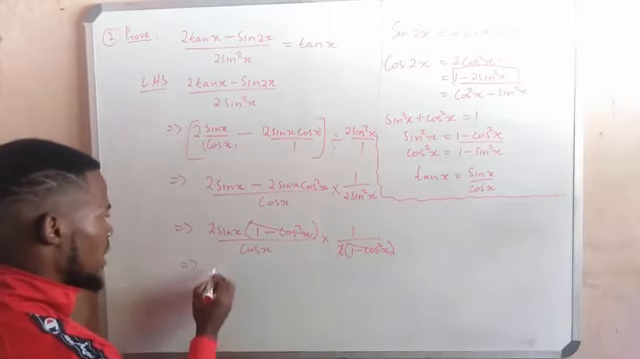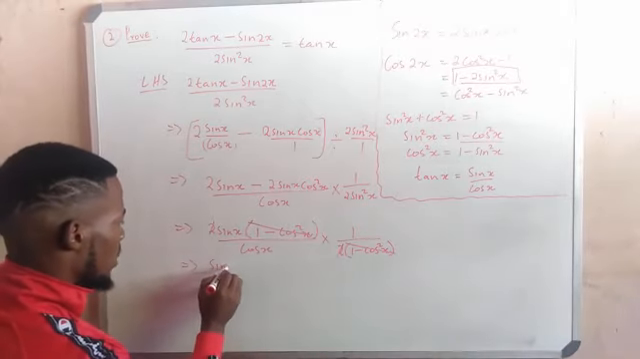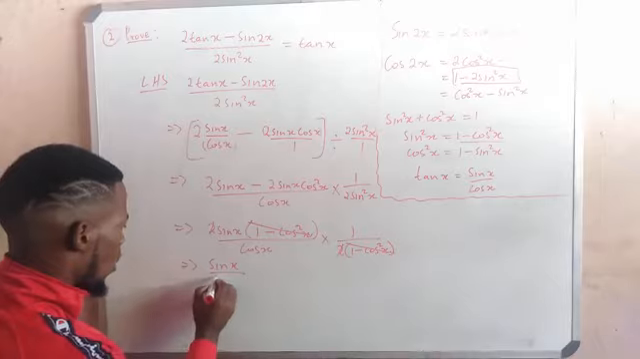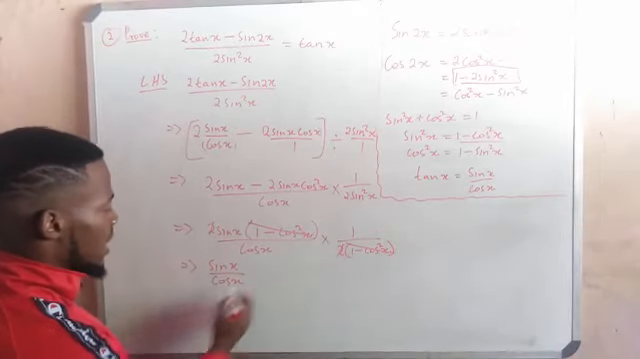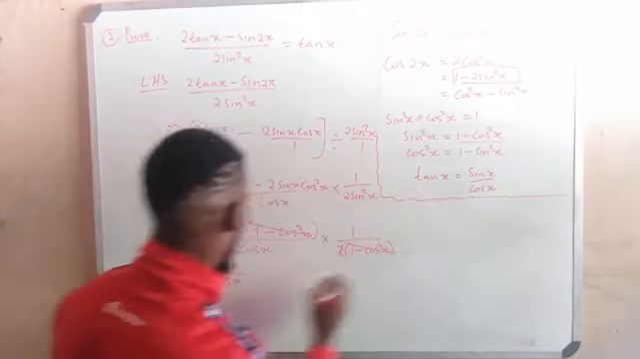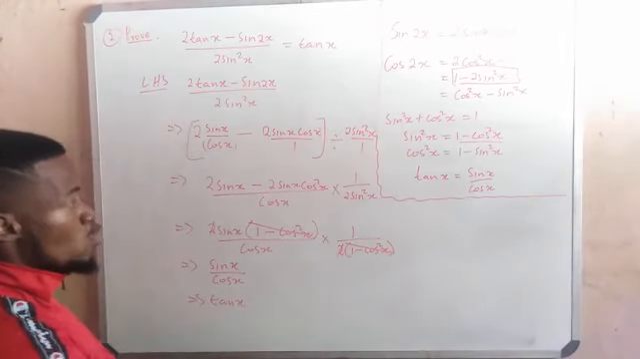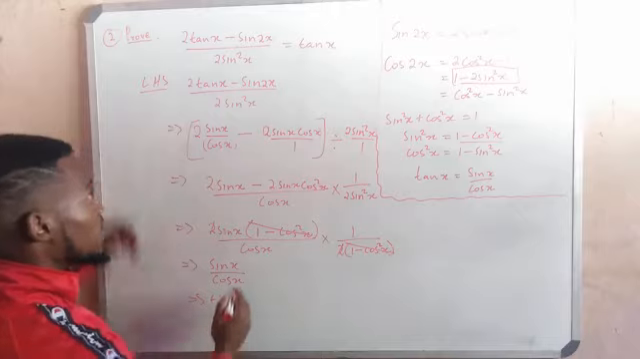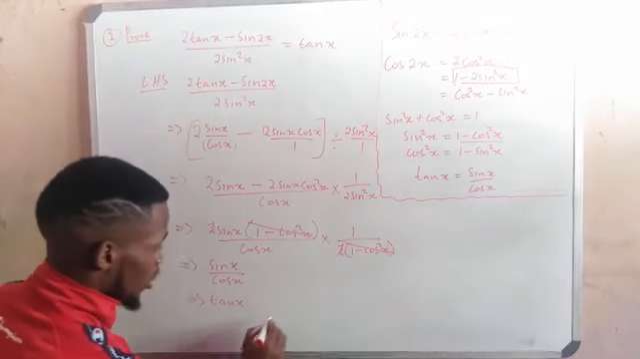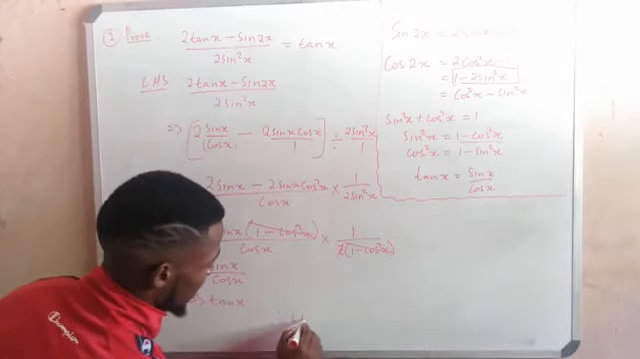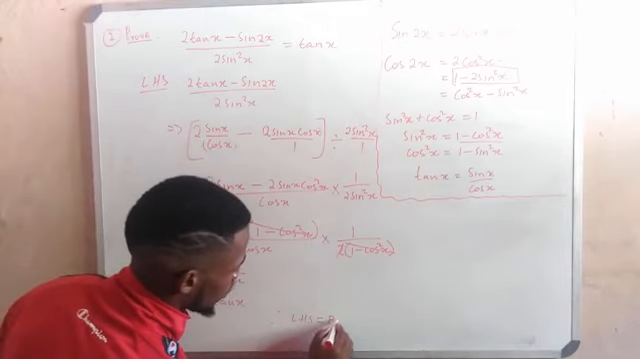Then what will be left here? Will be left with sine x all over what? All over cos x. Sine x over cos x is what? This is tan x. So you have to conclude now. You have proven that the left hand side equals the right hand side. So you conclude to say the left hand side is equal to the right hand side.